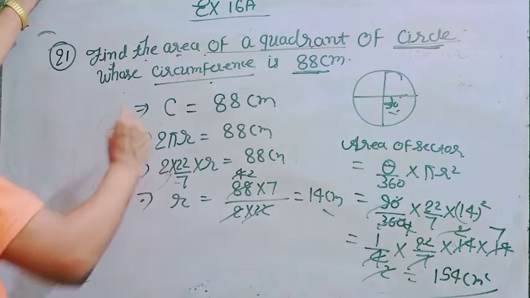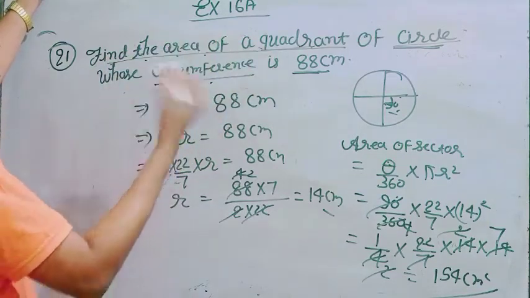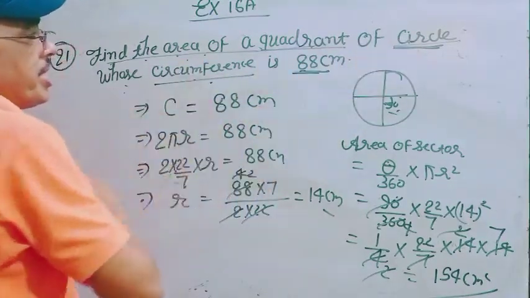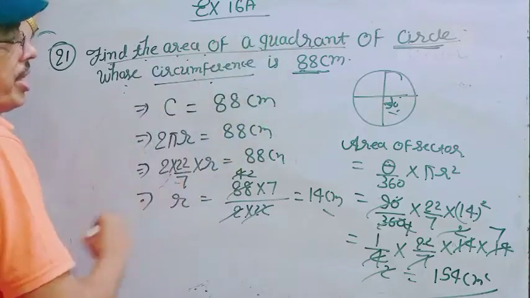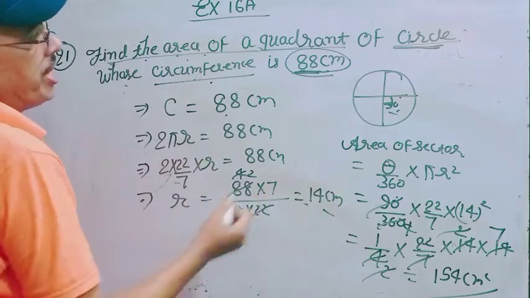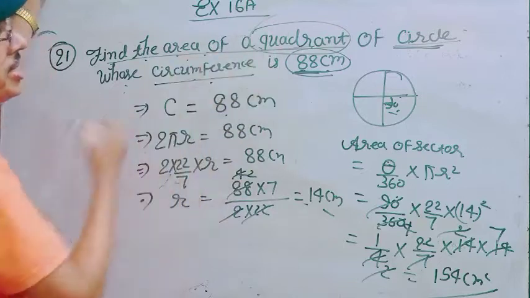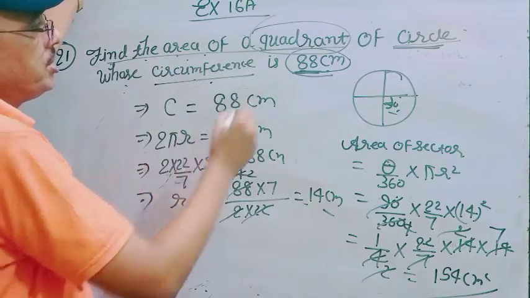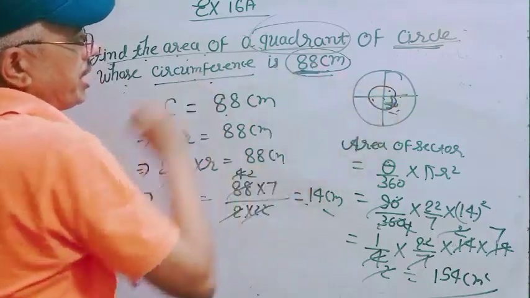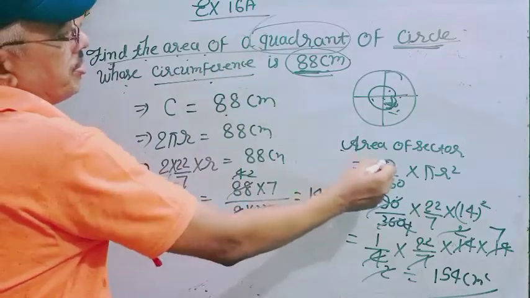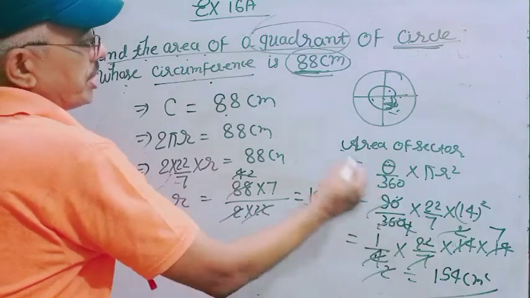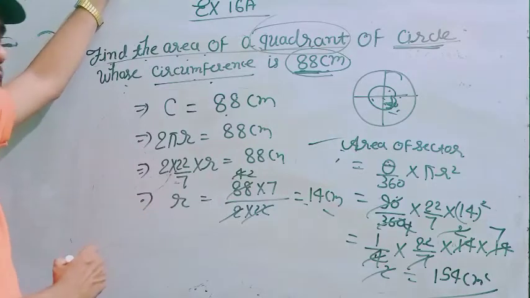So dear student, first we find the area of the quadrant whose circumference is 88 cm. That means the circumference of the circle is given as 88 and you have to find the area of the quadrant. So with the help of the circumference you find the radius, and since the quadrant is given, it is clear that theta will be 90, because a quadrant is 1/4 of the circle. The whole circle makes 360, then 1/4 makes 90 degrees. So substitute theta as 90, then 90 by 360 pi r square, then you get your solution, that is 154. This is the area of the sector.